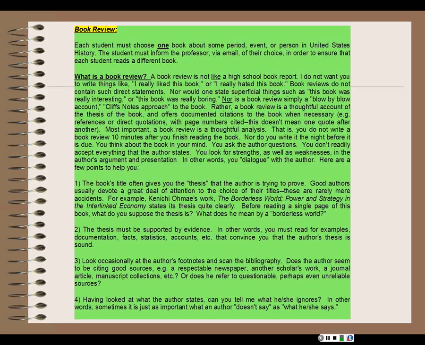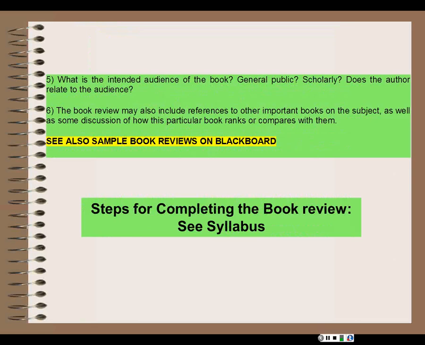Having looked at what the author states, again, we go back to what not. What don't they state? What do they ignore, and why maybe do they ignore this? Maybe, again, it wasn't invented yet. Maybe no one talked about this yet. And then we come back to our three principal rules: audience, audience, audience. What is the intended audience of this book? Is it for the general public, the scholarly, etc.?